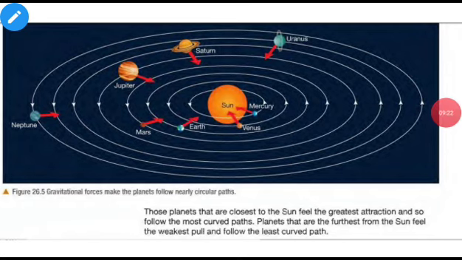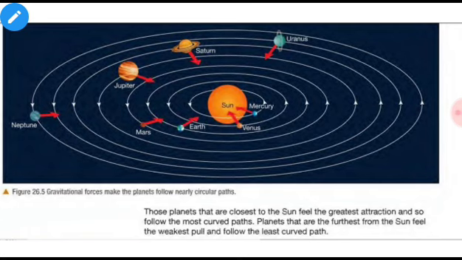So this is the solar system. Just look at these planets and the shape of their orbits. All these planets are pulled towards the sun, and they have their own orbital shapes. The innermost planet, Mercury, has a very curved path, and the outermost planet, for example Neptune, has a very elongated path, that is, there's not much curve.